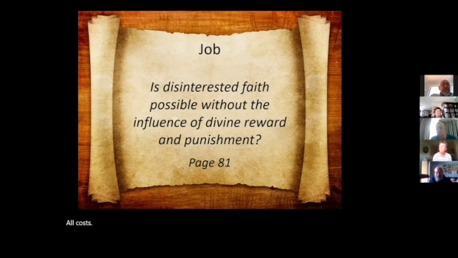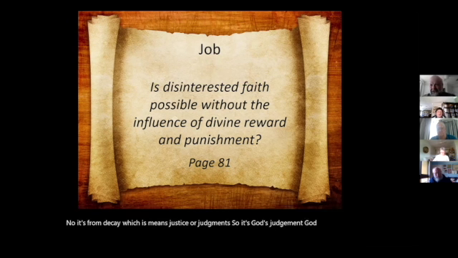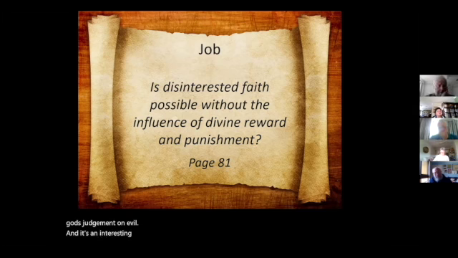So divine reward and punishment, and looking at that and looking at good and evil and why it happens, is a discipline in theology known as theodicy. Theo, God, and the last word is evil. So it's about God and evil, I think. I might have got that wrong. Anyway. No, it's from dike, which means justice or judgment. So it's God's judgment on evil. Yeah. And it's an interesting discipline to look at. And the book of Job is one of the earliest books we have that explores this.